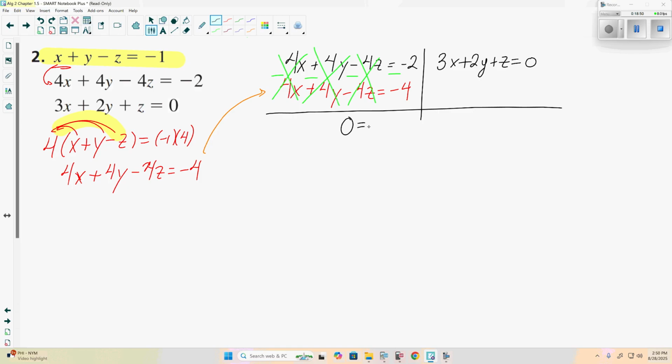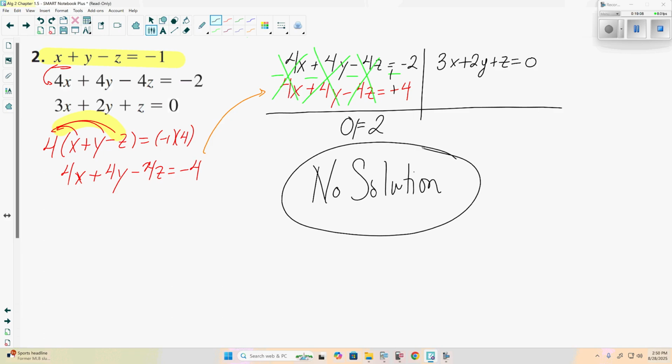Negative 2 minus negative 4. Well, the negative would make a plus. So negative 2 plus 4 is 2, so we get 0 equals 2. No solution. As soon as we get a false statement, it doesn't matter where we are in the problem solving steps, we're done. Because it means that those two equations, those two planes, do not cross, they do not intersect. Because again, for it to be a solution, it has to intersect all three, and if two of them don't cross, that's it.